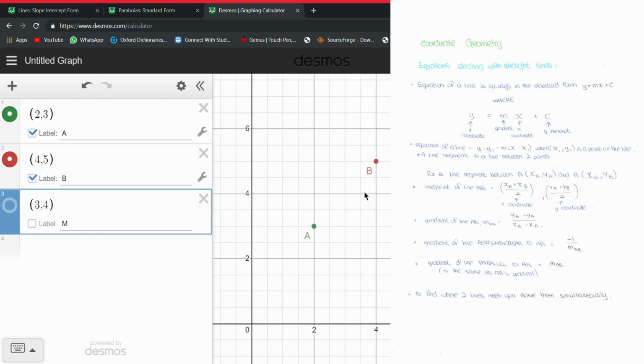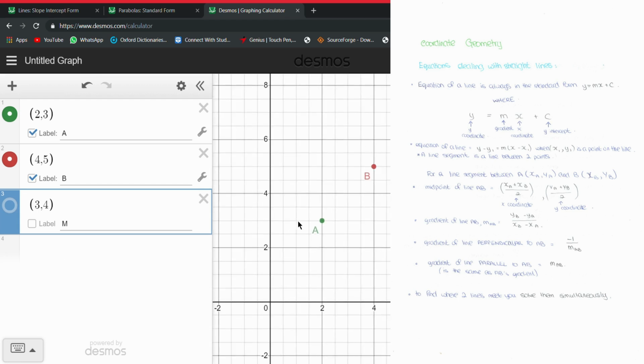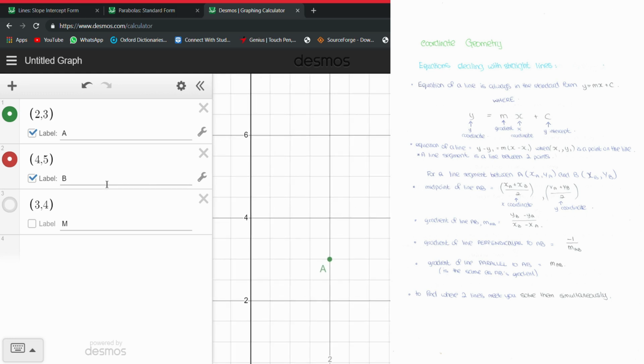So I've chosen a 45-degree line here. Let me show you one thing. If I can put back M here, because it's all on the same line, if I just make the equation back using one of these points.